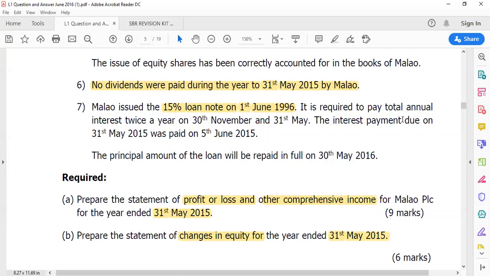So see, the interest payment due on the 31st May 2015 was paid on 5th June 2015. It was due on the 31st of May, but it was paid in the following month. We don't care. The accruals concept is going to apply. So what do we do? 15% multiplied by the loan note.